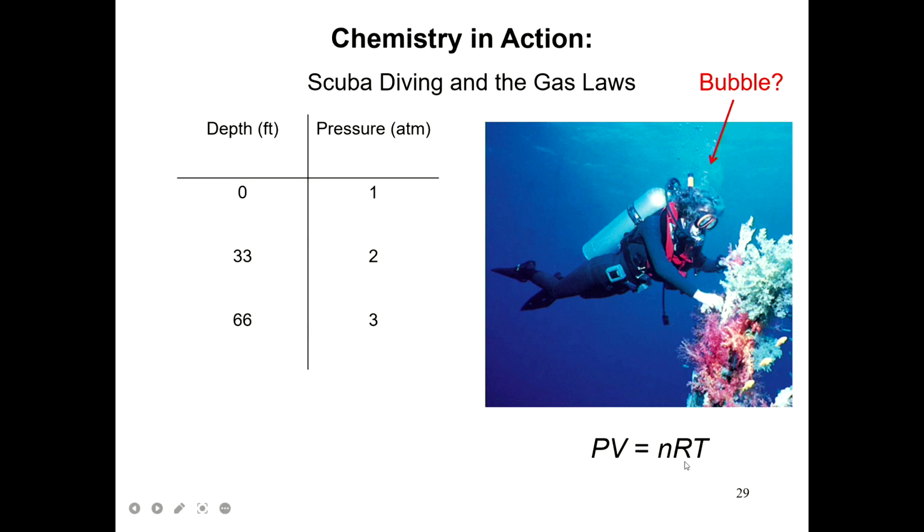That's because n, R, T are constant in this case. But when the bubble goes up, the pressure decreases, right? And the volume will increase. So the bubble becomes bigger and bigger, right? Okay.